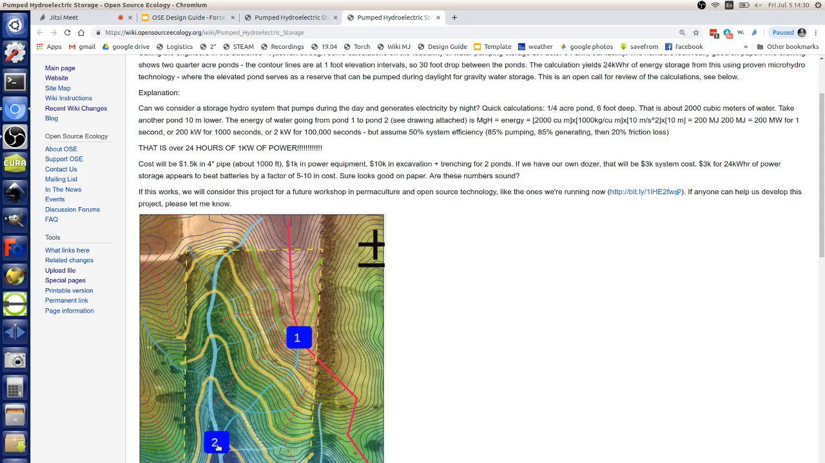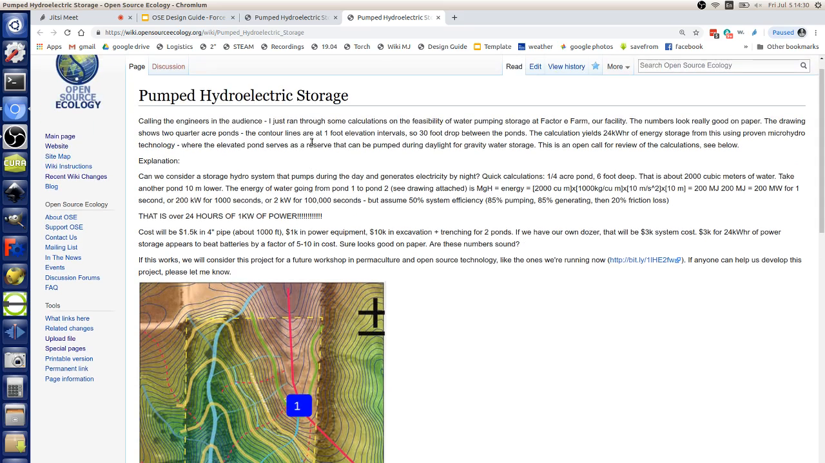So say you pump water for energy storage, nighttime energy storage, from 2 to 1. So say in the daytime with PV or whatever, say you're in a photovoltaic kind of system setup, you can pump water, store it, and then release it at night using mgh, the amount of energy. And you can see that I did some basic calculations there, under certain assumptions. It's a 1/4 acre pond, 6 feet deep. If you go through that, it's about 2,000 cubic meters of water, but that will get you 24 hours of 1 kilowatt of power. So that's another way to use water for energy storage.